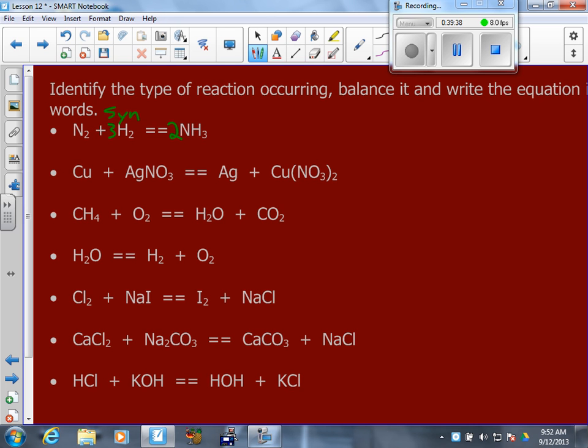Oftentimes you're also going to be asked to write the equation in words, and this is why I told you earlier that it's so important for you to be able to name compounds correctly. What's this stuff? Nitrogen. It's just nitrogen, not dinitrogen. That's nitrogen in its element form. Remember, we went over which elements were the molecular elements, the special ones. Nitrogen always comes as a pair. Oxygen always comes as a pair. Hydrogen always comes as a pair. So nitrogen plus hydrogen gives us nitrogen trihydride.